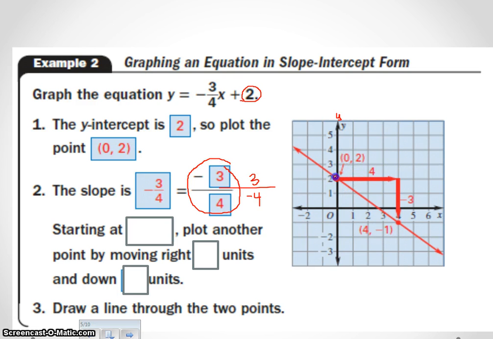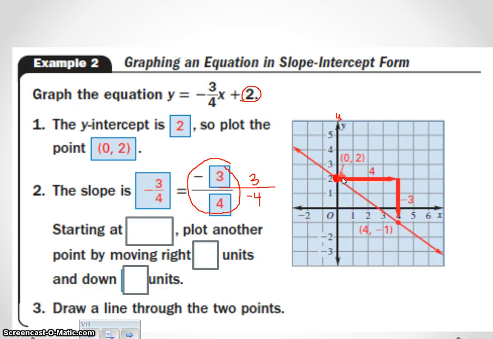Start at the y-intercept, which is this 2. That's the starting point, not 0. Start at y equals 2. We are going to do rise over run. They actually did run first. It does not matter. I'll show you both ways.